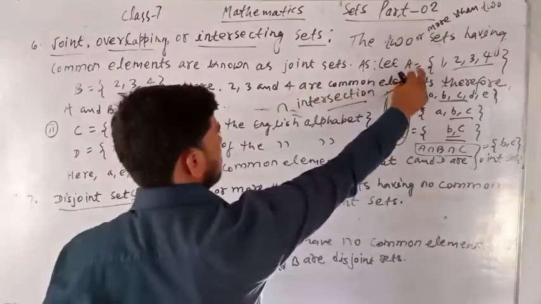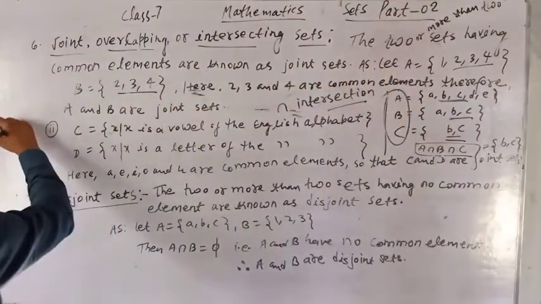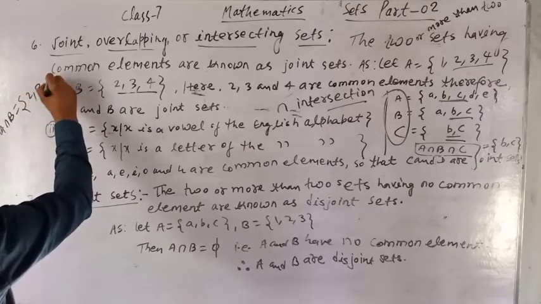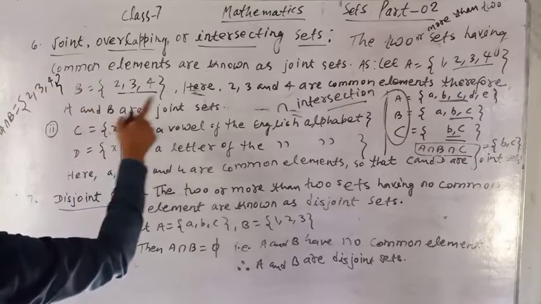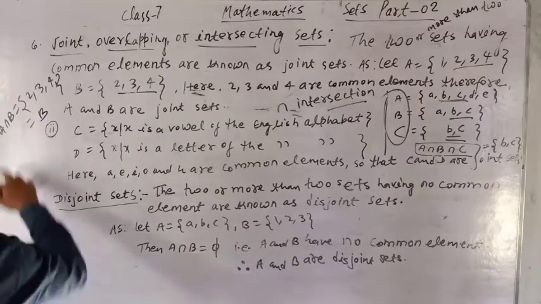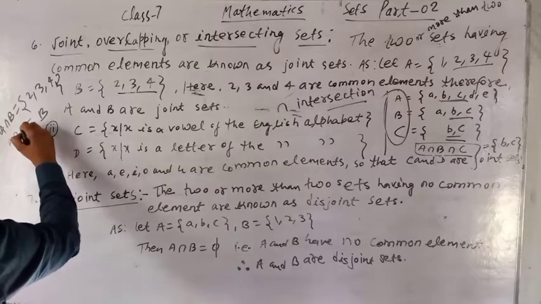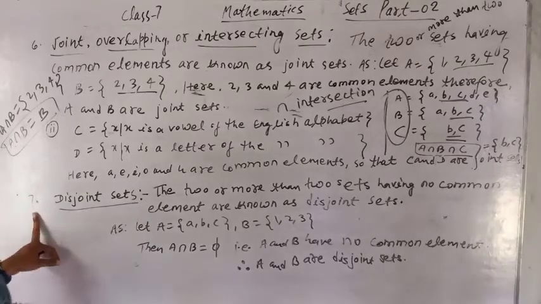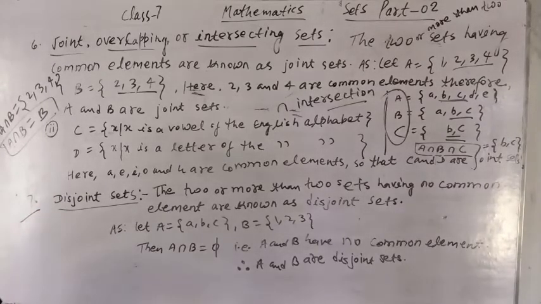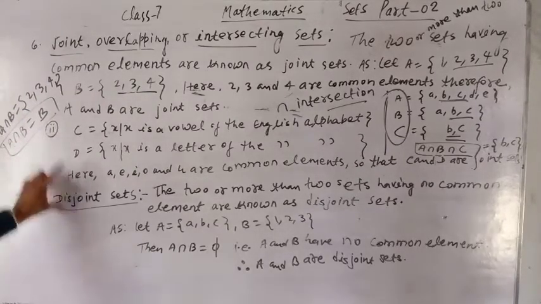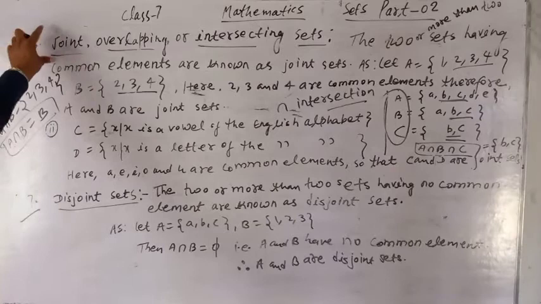For these two sets, A intersection B is equal to {2, 3, 4}. 2, 3, 4, it means it is equal to B. A intersection B is equal to B. Number 7 is these joint sets. Now the reciprocal of joint sets.